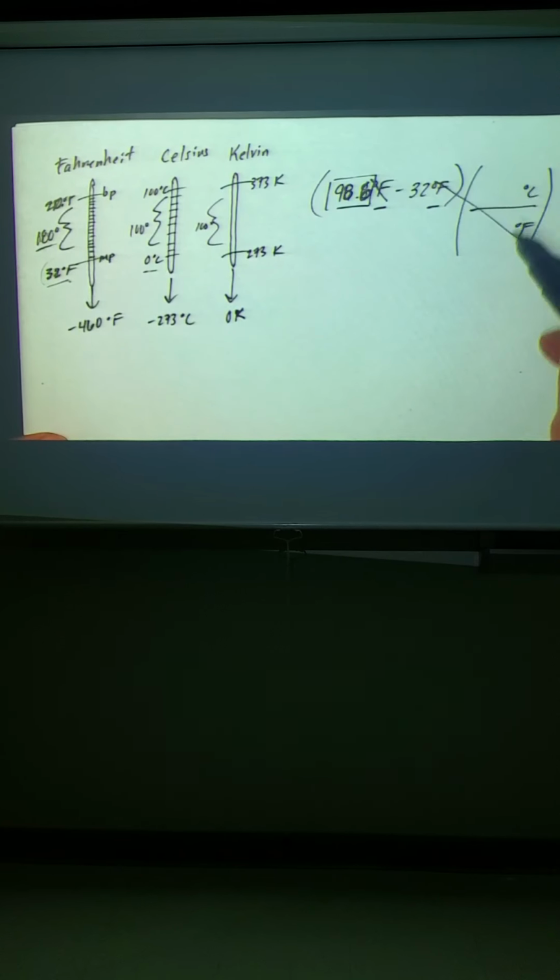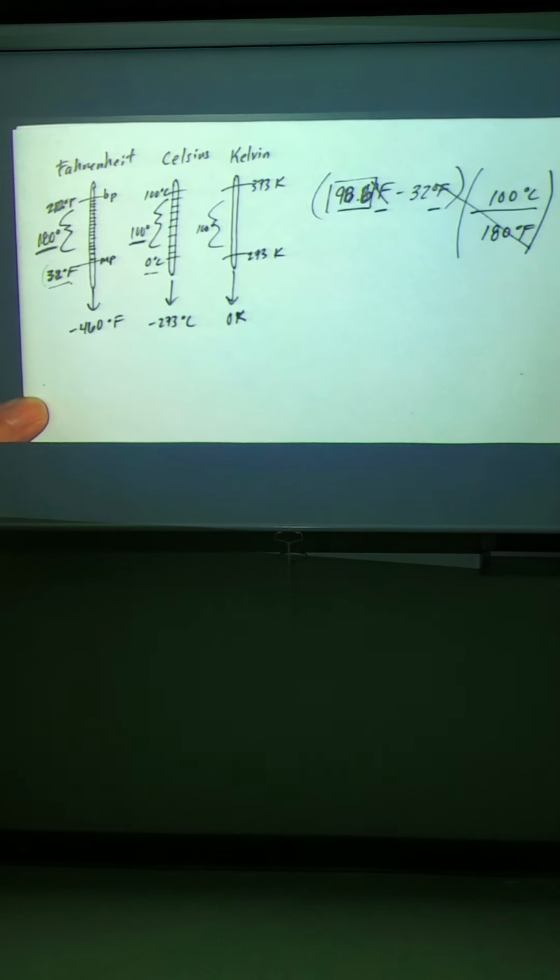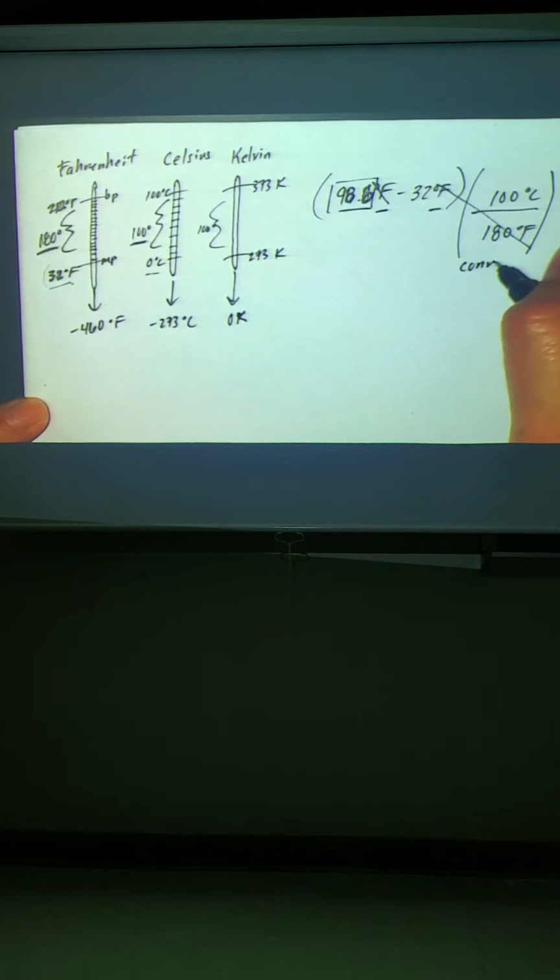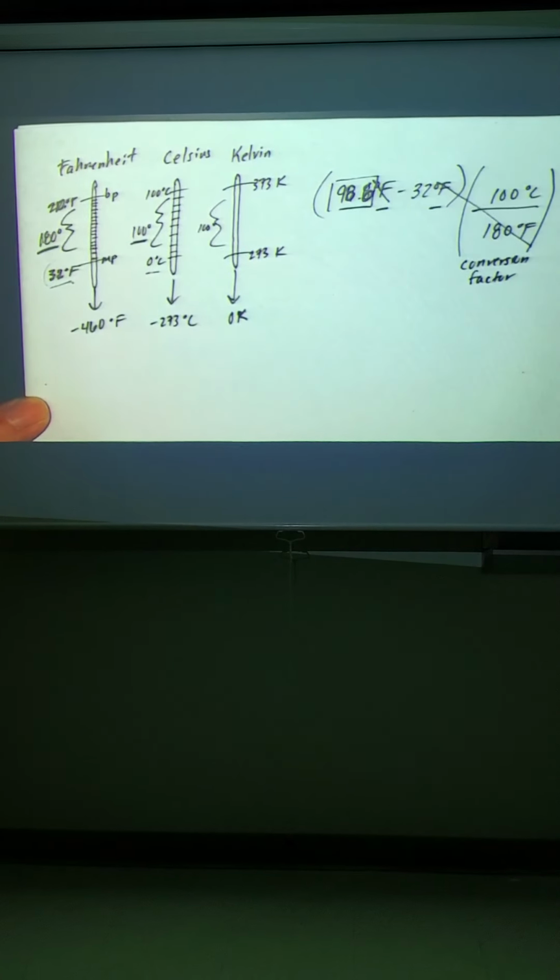We just need some relationship, and this is where we could use the metric table, we could use the English to metric conversions we were given in the other lecture. Here we just need to use the information that we already provided over here. For every 180 Fahrenheit, Celsius spans 100. This is our conversion factor, and that's what we need in order to answer a problem like this.